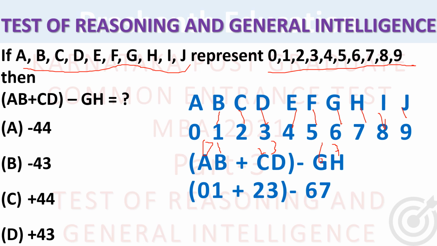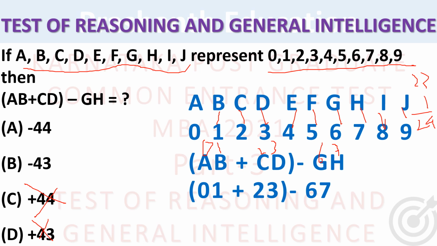Now you don't have to go into the next step. We can do it here itself, if you want to save time. So it should be a minus sign. Why? Because the last term has a minus sign, so plus can't be the answer. Now 23 plus 01, we can calculate in the mind itself: 23 plus 1 is 24.